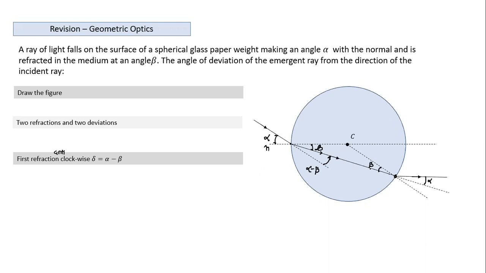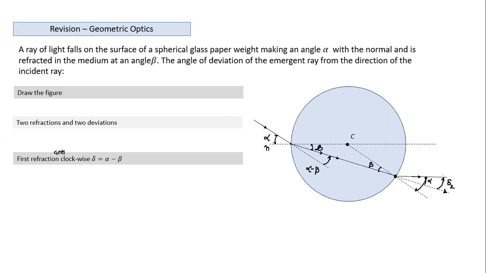Now here also, this is the path, and from this path further, it has been deviated like this. Sorry, this angle is alpha, and this angle is beta. So what is the angle of deviation? This was the path before refraction, and this is the path after refraction. So this is delta 2, the deviation due to the second refraction.